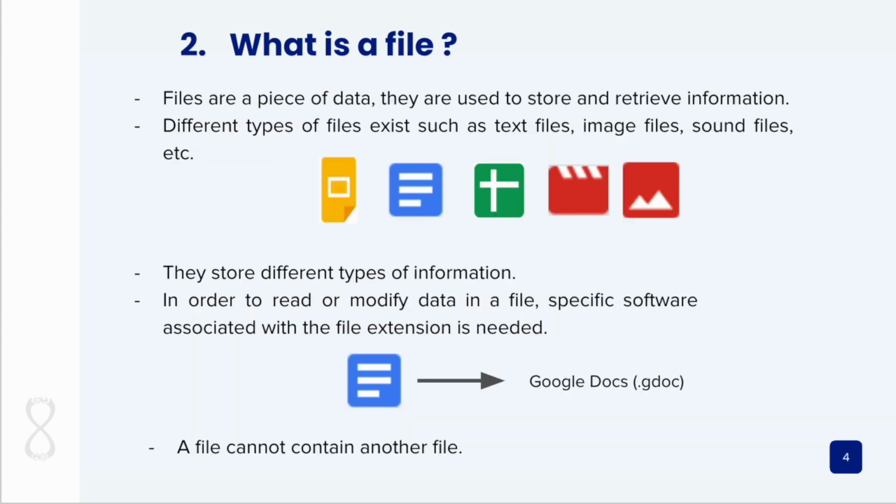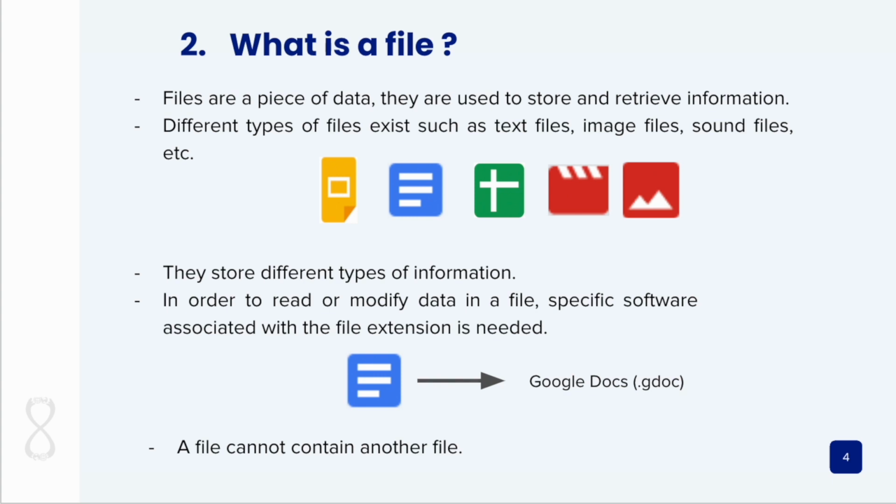Files are different. Files are a piece of data, and they are used to store and retrieve information. And every file can be of a different type. So you can have text files like Google Docs or Word or Pages. You can have image files like your pictures, your photos like .jpg or .png. You can have sound files or also movie files and many others. Like I told you, they store different types of information. So it will be like a document, a spreadsheet, or an image.